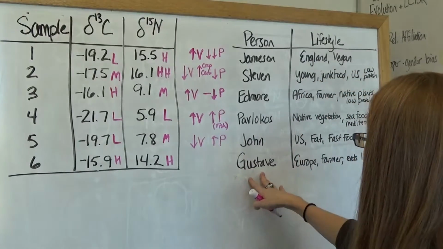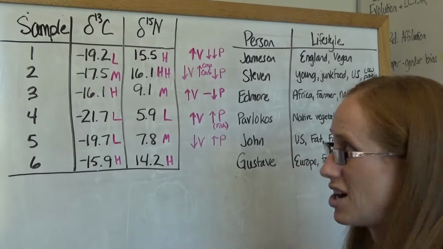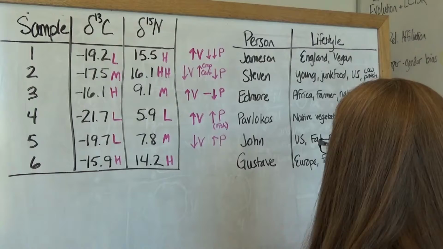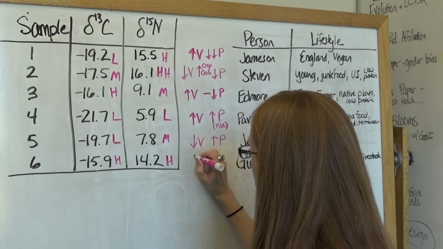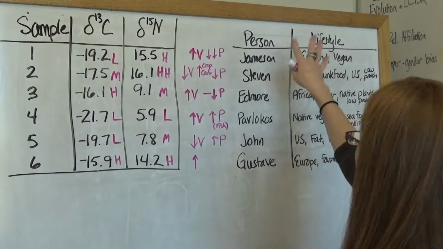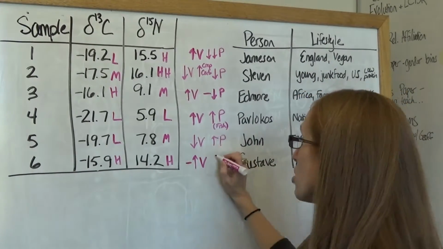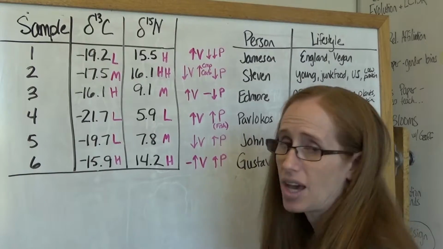And then we have Gustav, who's from Europe, and he's a farmer, and he's eating livestock. So he's probably eating cattle, but he is a farmer, so he's getting vegetables, right? Not super high like some of these, like a vegan, so maybe medium to high vegetables. And he is getting protein. He's getting some high protein, okay?